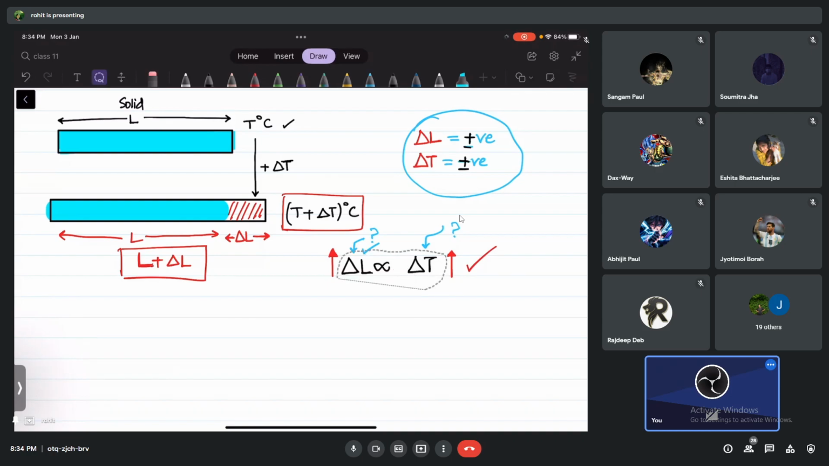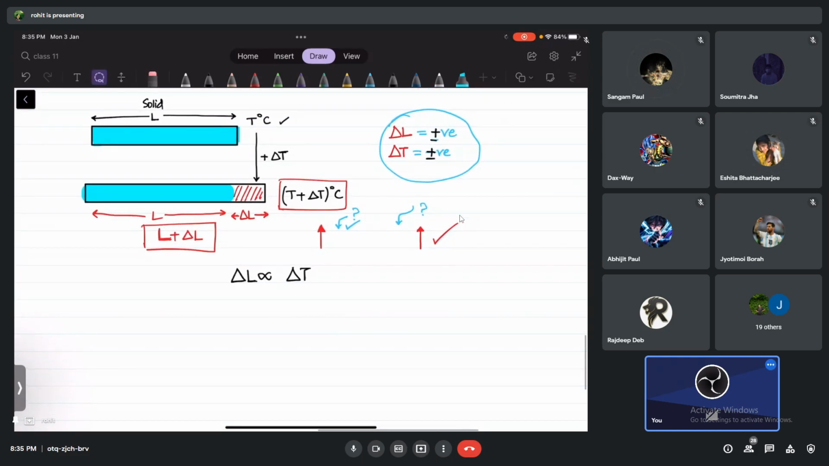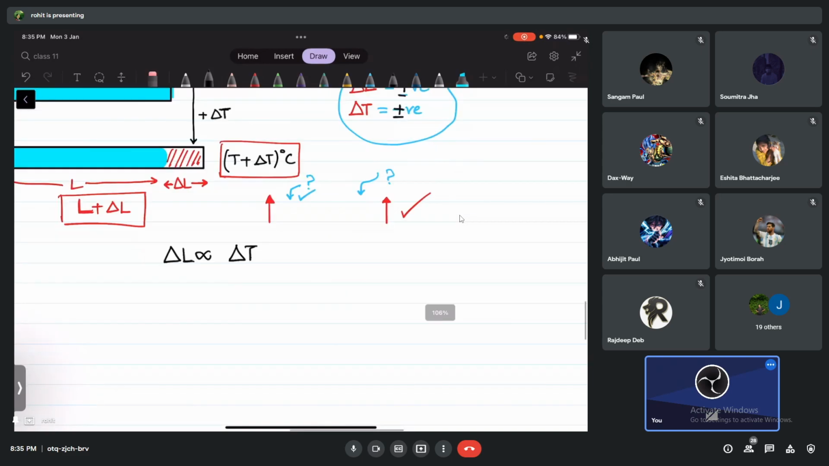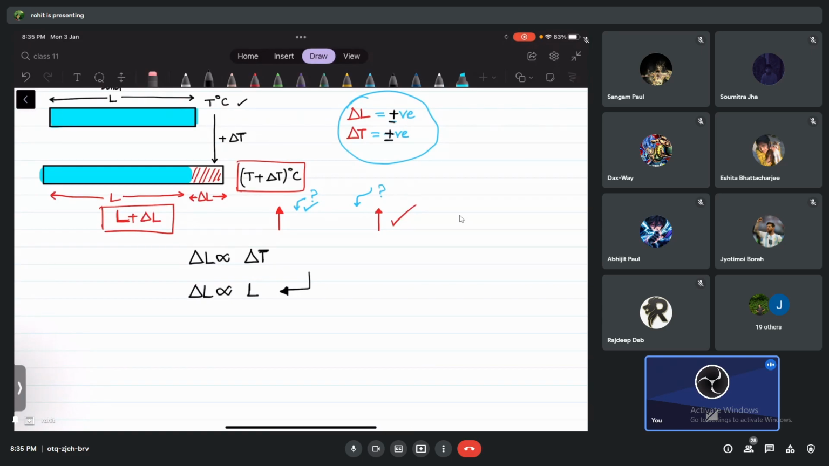Check this. Is it okay? The expansion depends on change in temperature, not on temperature. Please be clear, not on temperature but change in temperature. What else? Let's check. The expansion is also found to depend upon the initial length or the original length. Does it make sense? Just check. The change in length also depends on what, guys? Original length. What does it mean?